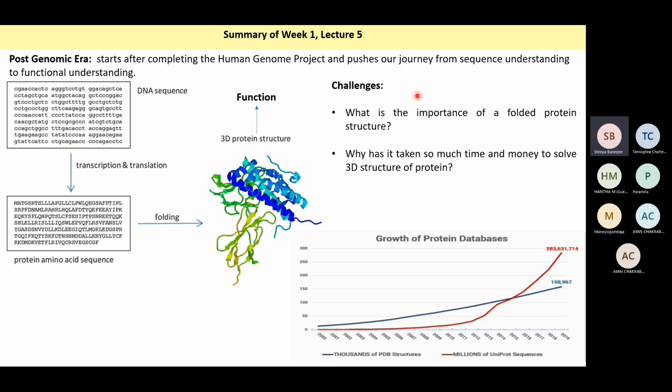So the challenge in the post-genomic era was basically: what is the importance of this folded protein structure? How can you predict the function from the structure? And why has it taken so much time and money to solve this structure? You can see from the time graph that Sir had shown that initially the structures were known much more than the sequences. But now sequences are rapidly being determined, while the structure is still lagging behind. So this is a challenge in the post-genomic era: we need to find better techniques to determine the 3D structure of the protein.